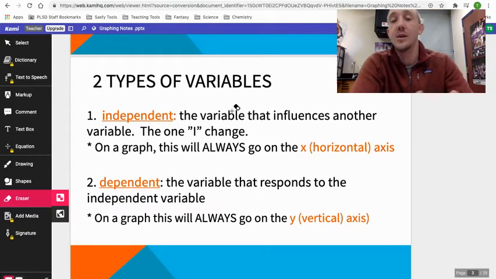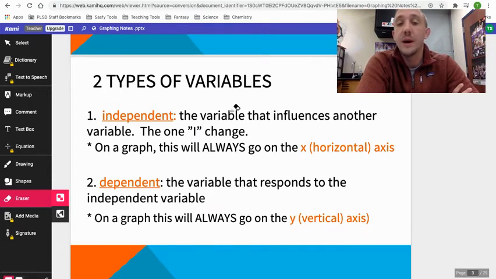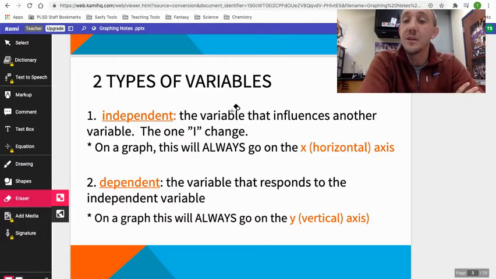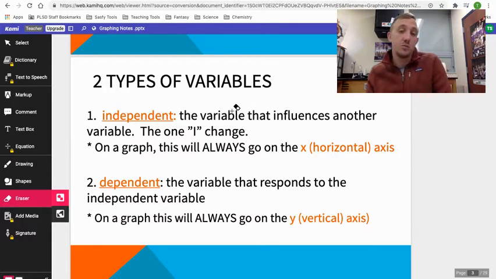So in your notes, I want you to go ahead and write this. We have independent and dependent variable. Okay, you have to think about variables changing. Some are causing the change, some are being changed. So an independent variable is the variable that influences another variable. Well, think about it. Your parents are independent and they influence you.